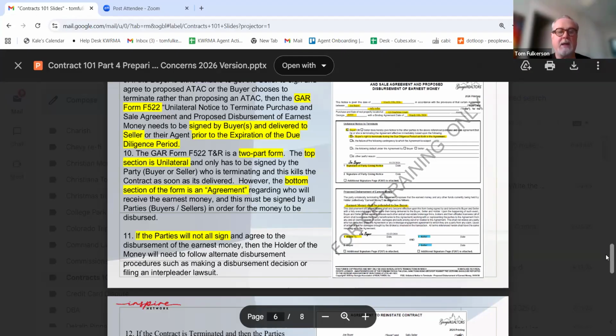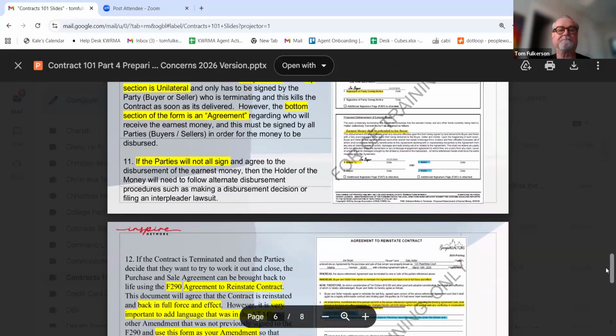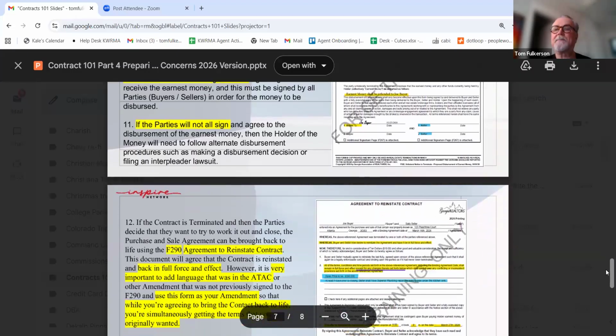And I will tell you that if we're holding it and we have to make a disbursement decision, Angie or I will make sure that it is properly given to the right party. And that's all based on a reasonable interpretation of the contract. So when you hear the word 10-day letter, that's what this is. It's an alternate disbursement procedure that we have to send out if we are holding the earnest money. Any questions about that?